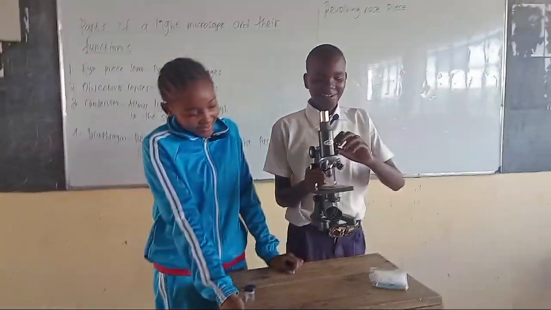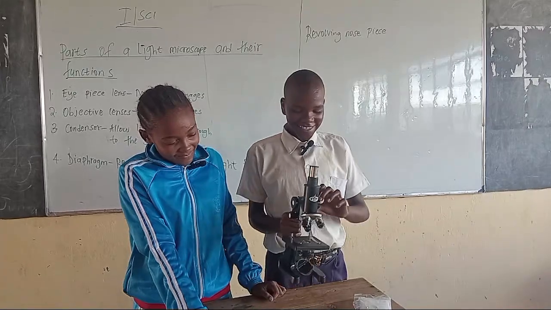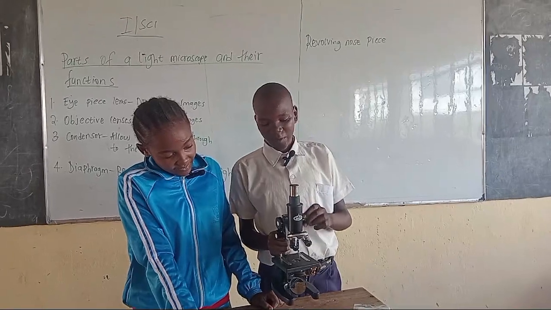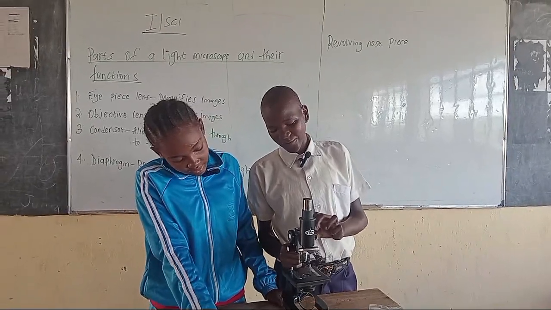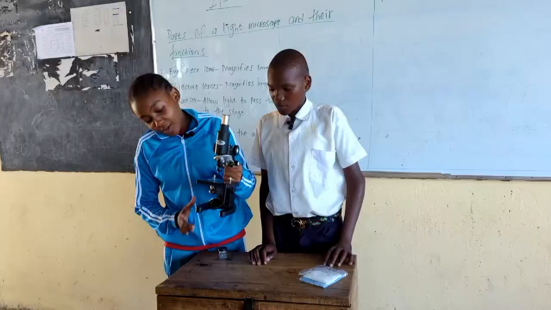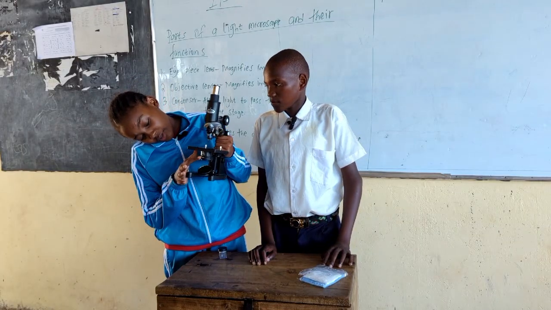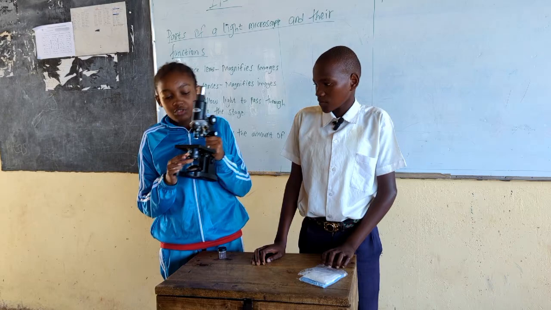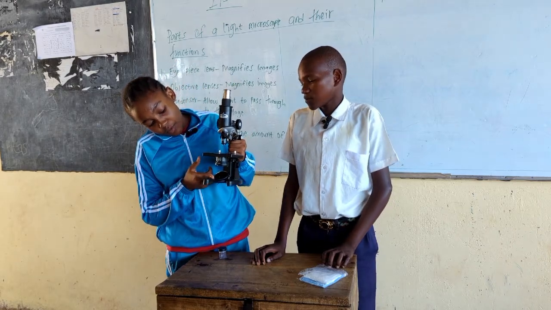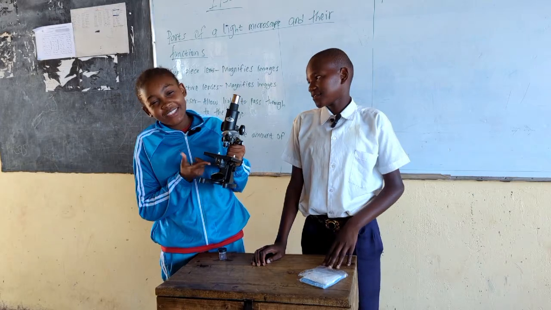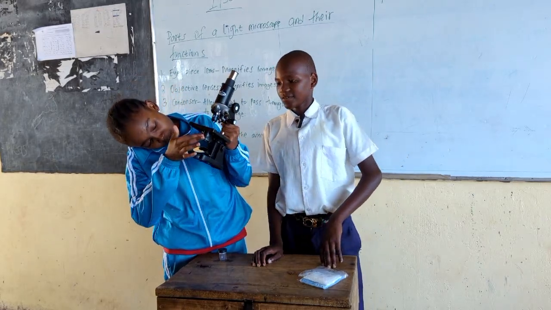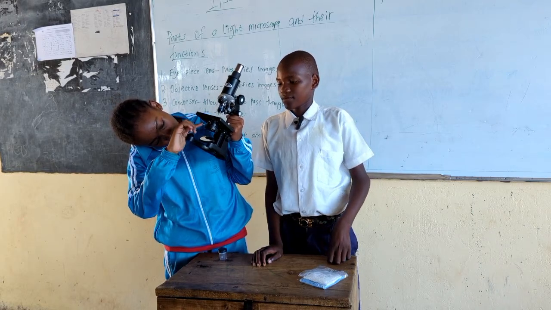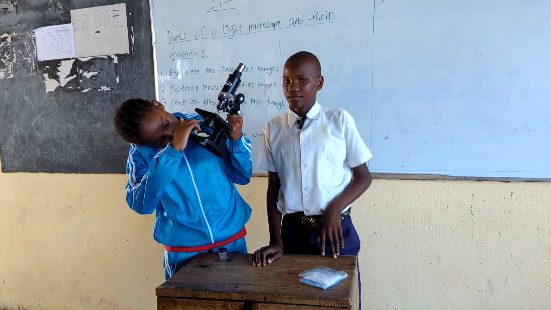And we have the coarse adjustment knob. This is used to move the body tube up and down for focus. So down here we have this little moving piece called the diaphragm. The diaphragm controls how the light moves through the condenser. So if you want more light, you just have to open it a little, and if you want less light, you have to close it.